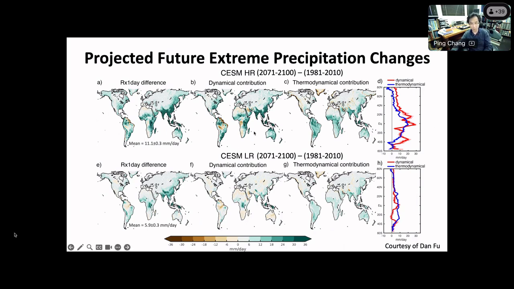And what is interesting is that there's a fundamental difference in the driver of the extreme precipitation increase. In the high resolution model, the dynamical contribution, the dynamical tendency, is a major contribution for driving the future extreme precipitation change. In the low resolution model, it's the thermodynamics which drives the extreme precipitation change. So there's fundamentally a difference in terms of the physics of the dynamics in driving the future extreme precipitation changes when you increase model resolution.